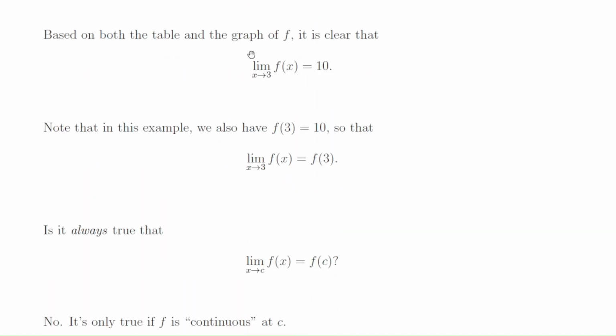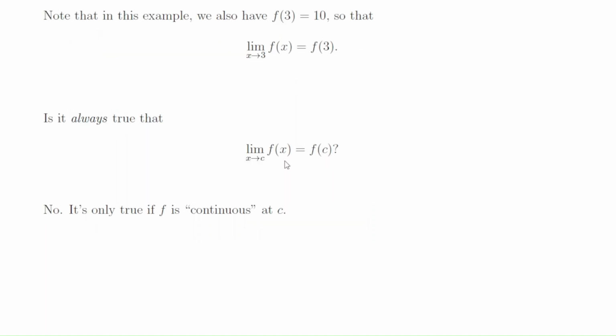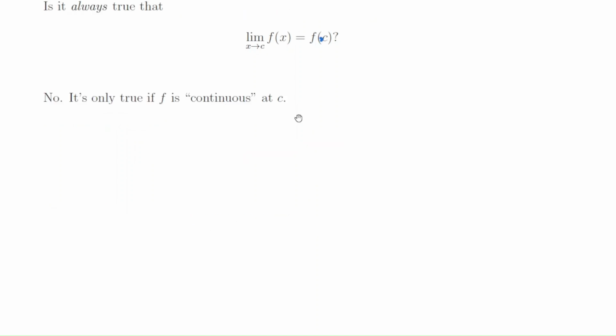So based on both the table and the graph, we can say that the limit as x approaches 3 of this function is 10. And in this example, we also had f of 3 being 10. So the limit as x approaches 3 of f of x ends up being the same as f of 3 in this example, but that's not always true. Is it always true that you can find the limit by just plugging in that number? It turns out you can't. It's only true if f is what's called continuous at c. And we will talk about continuity a little bit later.